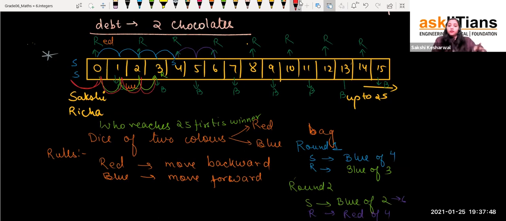But now a fight starts between Sakshi and Richa. No, this is wrong, you have to go behind. So there should be some numbers equidistant from 0. Yes, but on the left-hand side of 0, right now we have written all the numbers on the right-hand side. So there should be some numbers behind 0 to justify the game, because otherwise it is not a fair game.